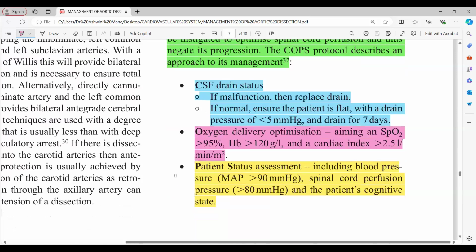So COPS protocol stands for C, that is CSF drain status. If malfunction, then replace the drain. If normal, ensure the patient is flat. Drain pressure should be less than 5 mmHg and drain for 7 days. Then oxygen delivery optimization, aiming for SpO2 of more than 95, hemoglobin of more than 12, and cardiac index of more than 2.5. And then patient status assessment, which includes blood pressure, MAP more than 90 mmHg, spinal cord perfusion pressure more than 80 mmHg, and the patient's cognitive status.